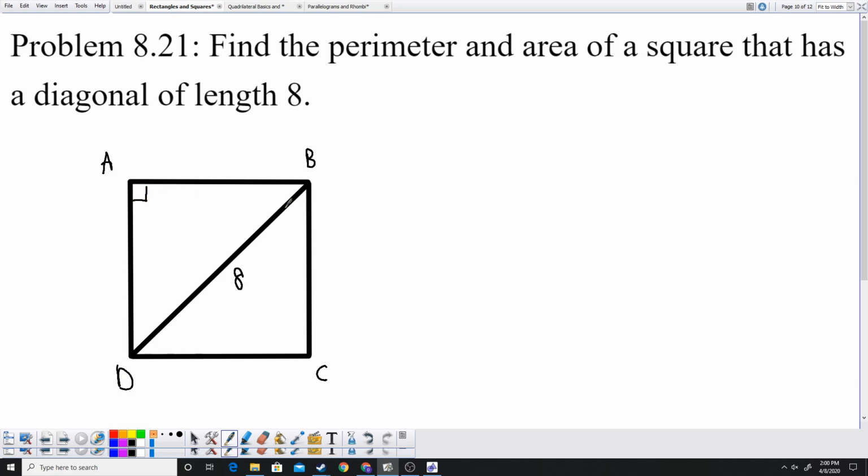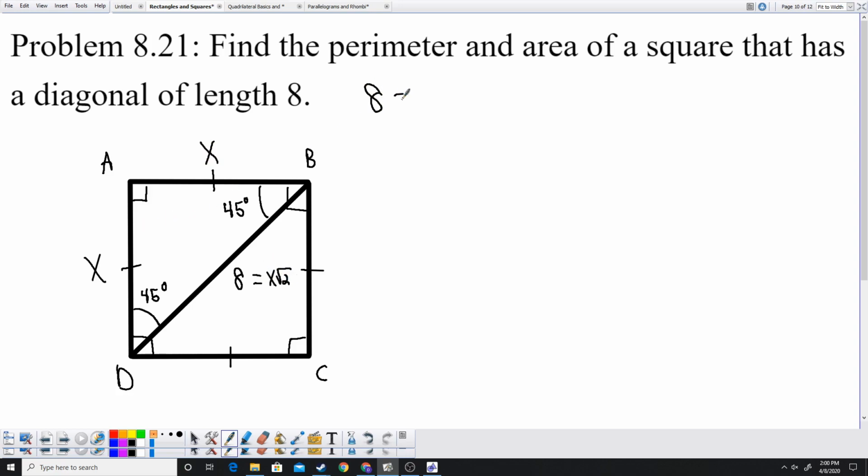Well, we know all the angles are right angles and all the sides are the same. That means we have an isosceles right triangle, which means these two base angles here and here have to be the same, which is 45 degrees. An isosceles right triangle is a 45, 45, 90 triangle, which means that we have the following ratio: x, x, and the hypotenuse is x root 2.